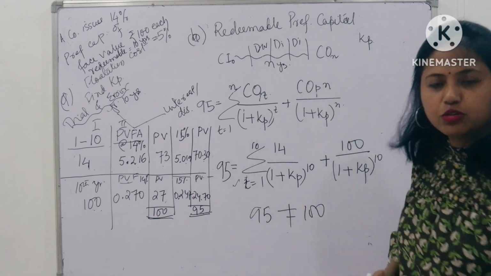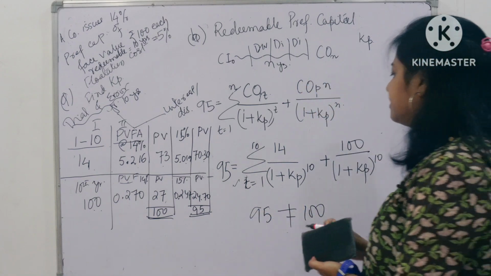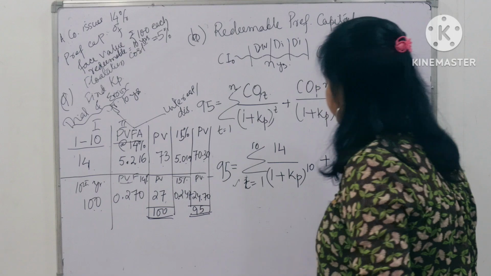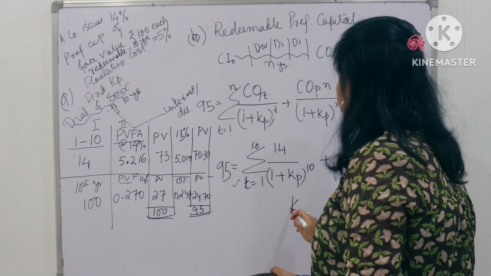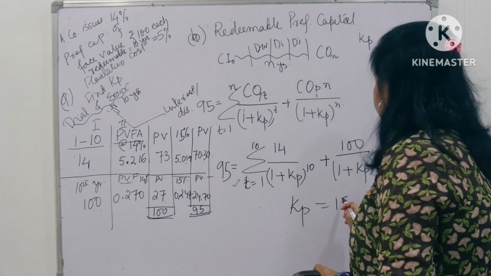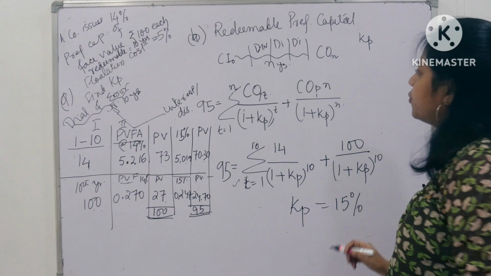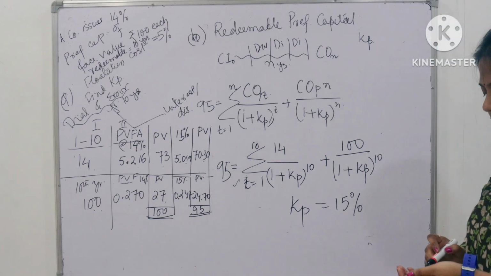So what is our conclusion? That 15% is the cost of preference capital. So KP is equal to 15%. Friends, that's how we calculate the cost of preference capital.